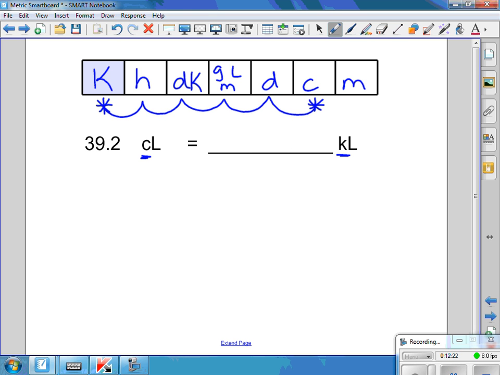I'm going to come here to the decimal point in the number. 1, 2, 3, 4, 5 hops. Here's my new decimal. I put zeros in my empty loop. So my answer is 0.000392.